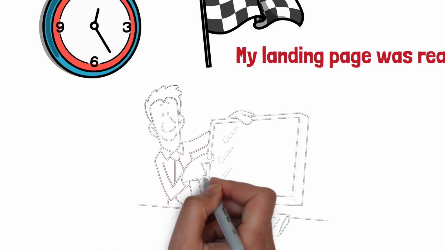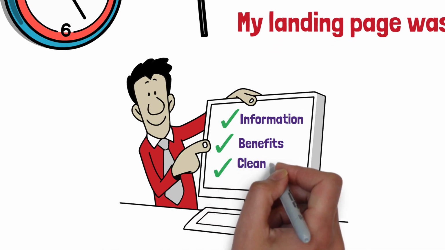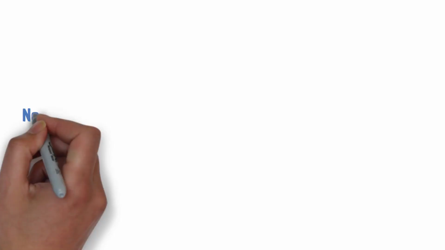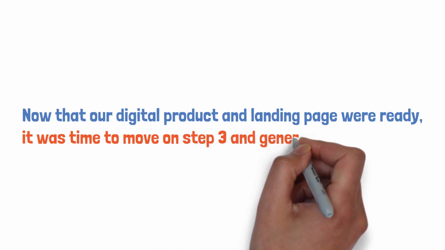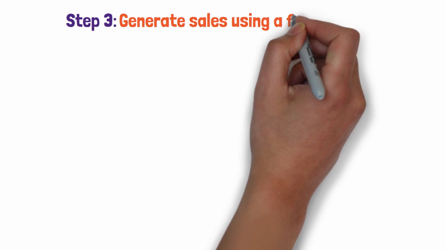I did my best to add as much information and benefits as possible, but I also ensured that it looked clean and not spammy. Now that our digital product and landing page were ready, it was time to move on to step 3 and generate some sales. Step 3: generate sales using a free method.